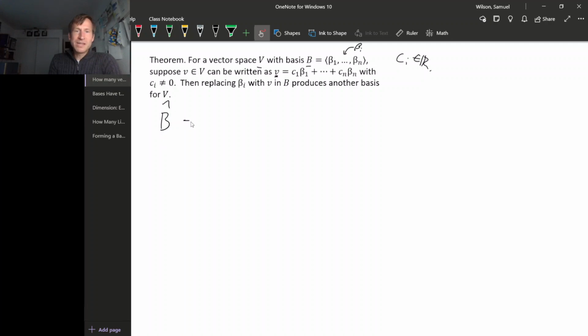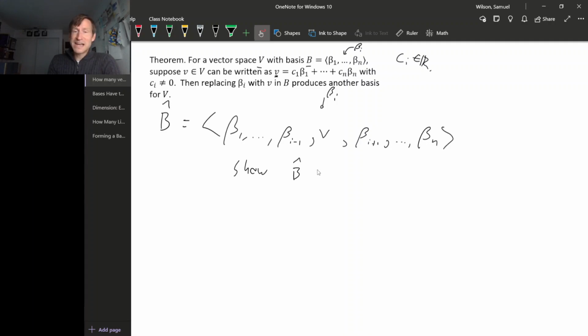All right. So, if we do that, what we get is a new collection of vectors that I'm going to call B hat, which is beta 1 up through, right, beta i would be in this ith position, but we're going to replace that with V. So right before that is beta sub i minus 1, and then right after that is beta sub i plus 1, all the way up to beta sub n. Of course, if i is equal to n, then actually V is at the end of the list, but you get the idea.